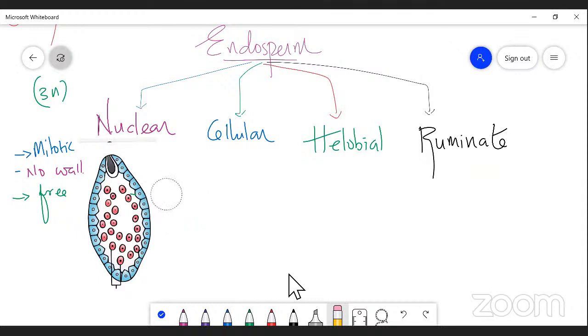Right? I repeat it again. Nuclear endosperm is a type of endosperm in which it undergoes several mitotic cell divisions to form a number of nuclei, but without the formation of wall. So all the nuclei are free inside the endosperm. This is identified in the case of Coccinia. I can give some examples for this category: Coccinia, and one more, Capsella.